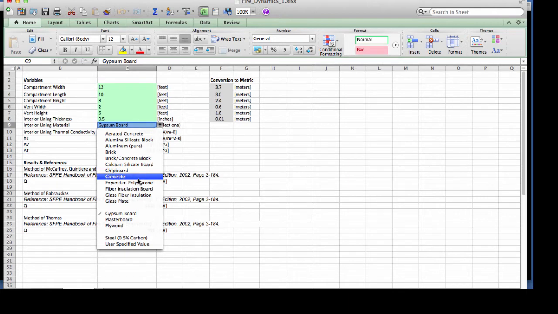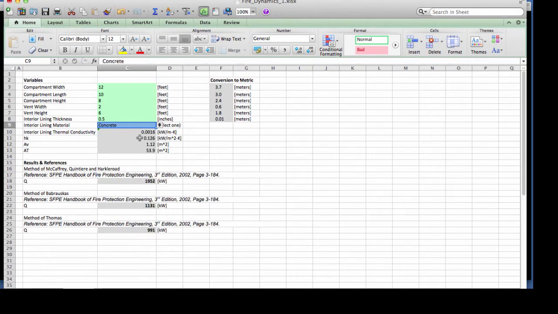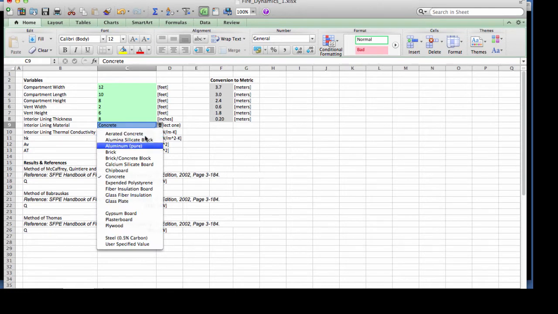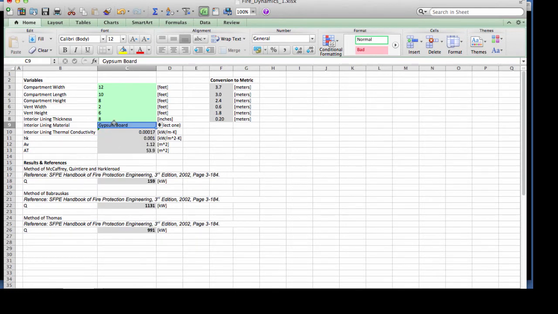So if we had a concrete lined wall, we might choose concrete, and maybe we would change the interior lining thickness to something like 8 inches for a concrete block. For this example, let's go ahead and use gypsum board, and let's pretend that we have 1/2 inch gypsum in there. Where you see the gray cells, these are cells where calculations are being performed. And you don't want to touch those, essentially. You can go in there and play with them if you'd like to, but the spreadsheet's going to calculate those automatically.